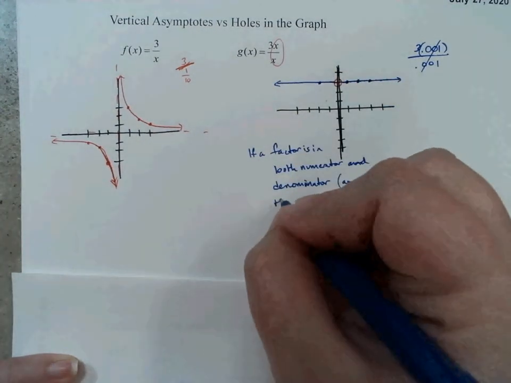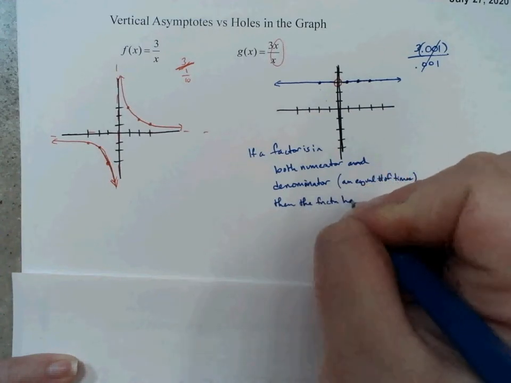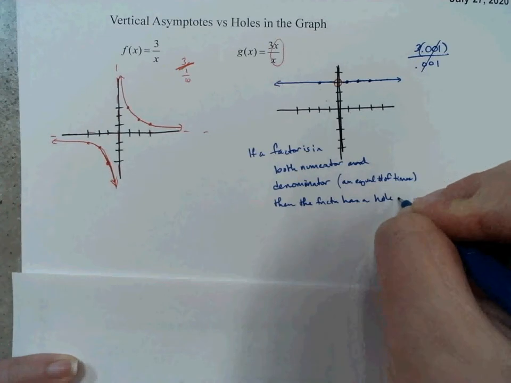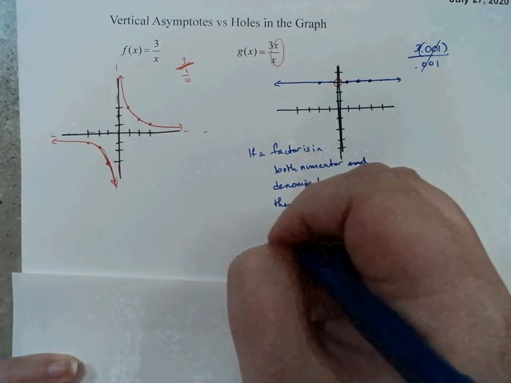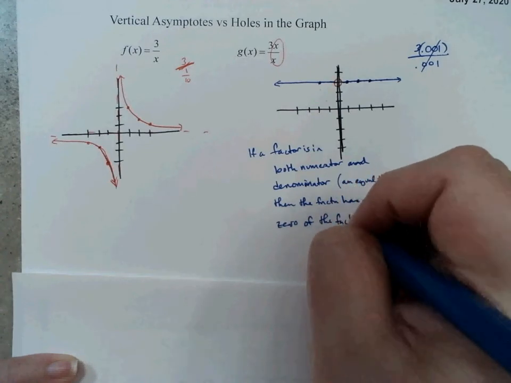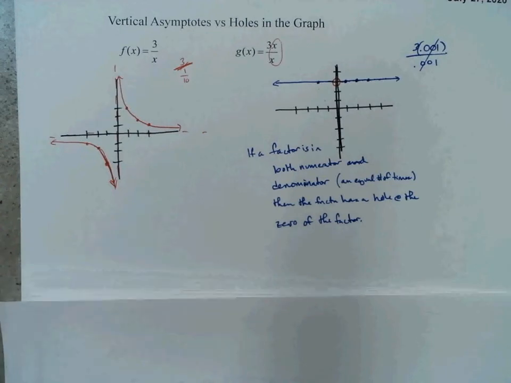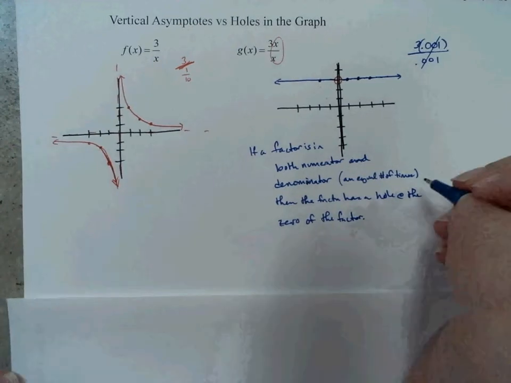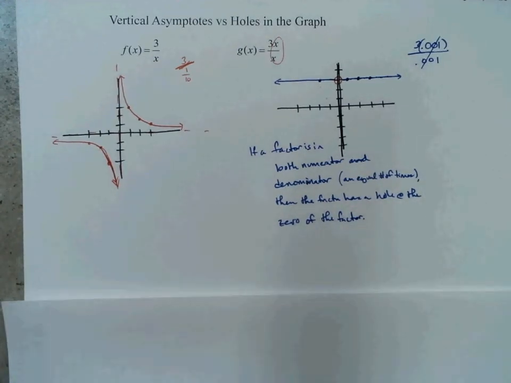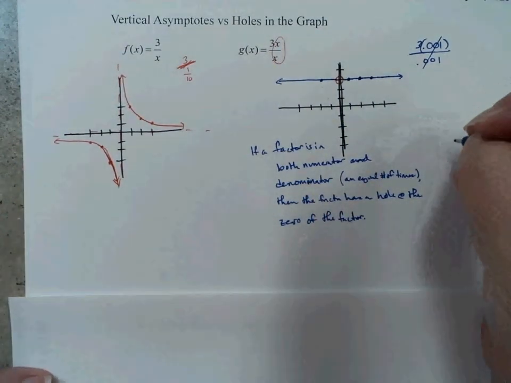Let's add: if a factor is in both numerator and denominator, then the function has a hole at the 0 of the factor. Okay? So if a factor is in both the numerator and the denominator an equal number of times, then the function has a hole at the 0 of the factor. Okay? The 0 of this factor is 0.